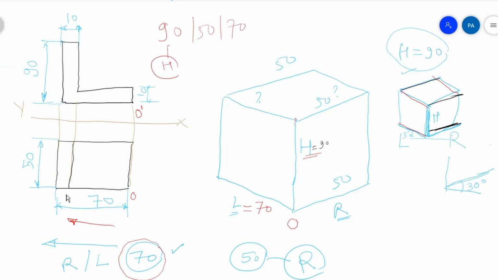If the O is placed here, then this will be right hand side. If O is placed here, then this will be left hand side, and then the third dimension, and then you can construct a box. Sir, we can place O anywhere? This O is given in the question.